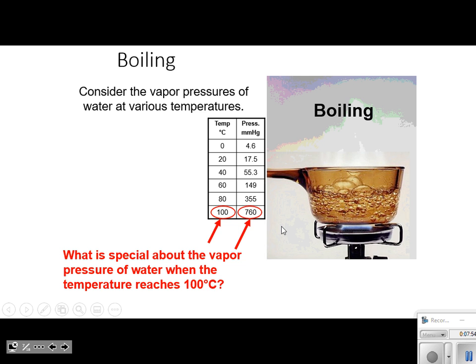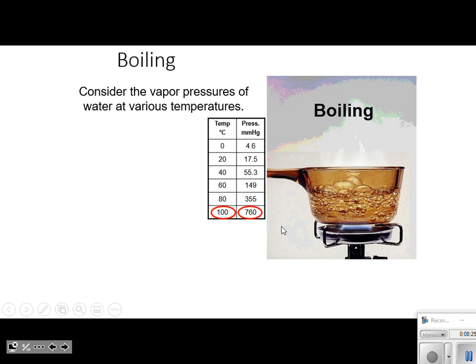Okay? Let's not say STP, because what's standard temperature? Is it 100? No. So basically, what we're saying here is when we reach 100 degrees, the vapor pressure is standard pressure, which is 760 millimeters of mercury, 1 atmosphere of pressure. So that is what is special about the vapor pressure of water. Okay?